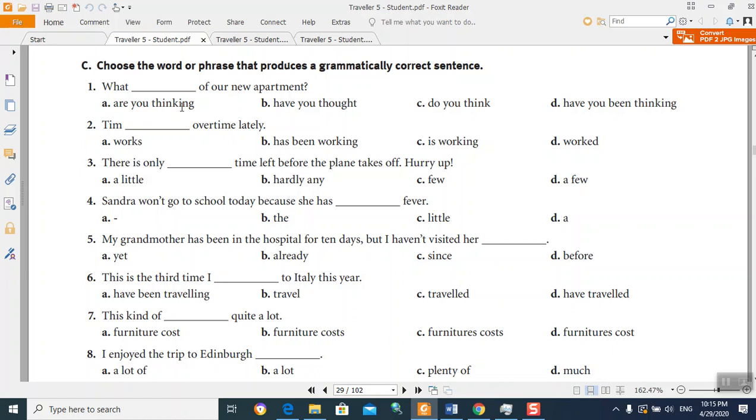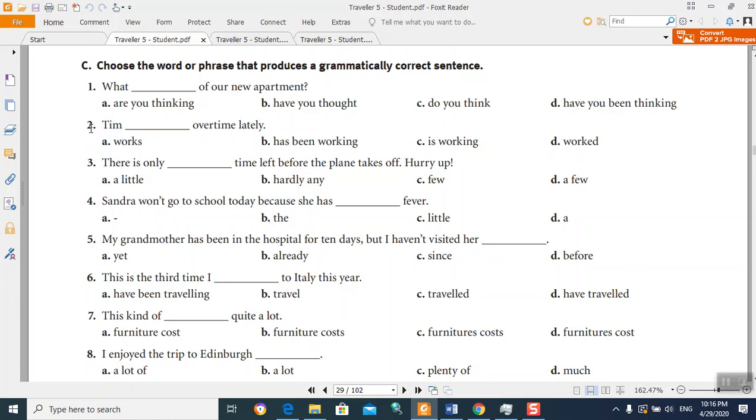So he wants to know, think. Here the think, can we use it in the progressive when you ask about an opinion? Is he asking about an opinion here? Yes, he is asking. So the answer should be C. What do you think? So here, asking about an opinion. When you ask about opinion, you should use the present simple. You can't use the present progressive. Present progressive is action. But here in C, think is a stative.